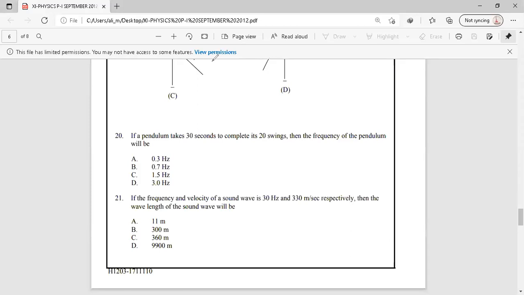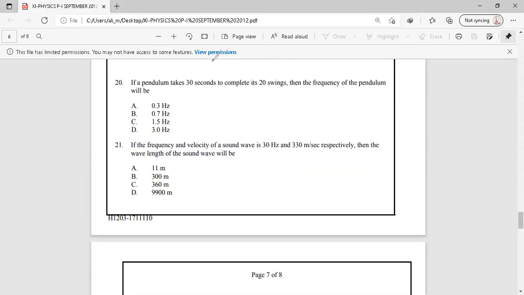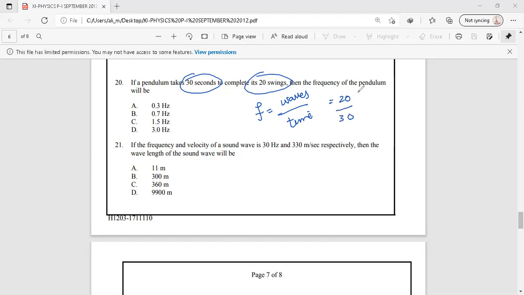Let's move to our next questions, number 20 and 21. If a pendulum takes 30 seconds to complete 20 vibrations, we have to find its frequency, and it is equal to waves over time. The number of waves is 20 and the time for it is 30 seconds. So let's divide 20 by 30. It is equal to 0.666 hertz. So it will be equal to 0.7 hertz.